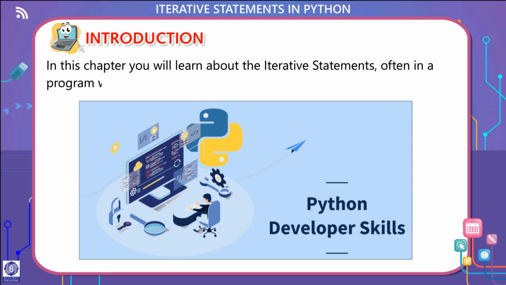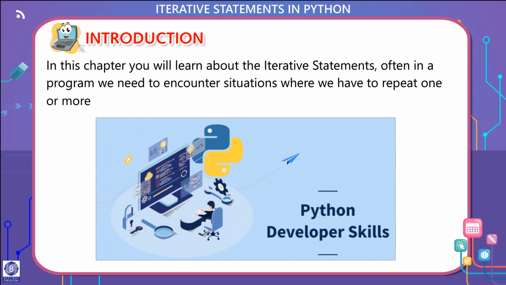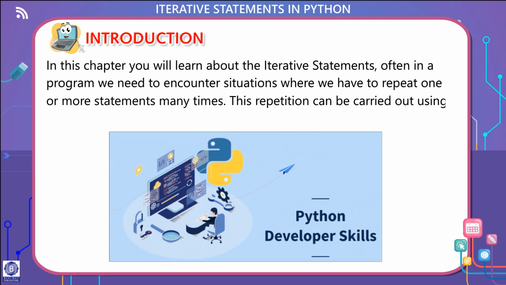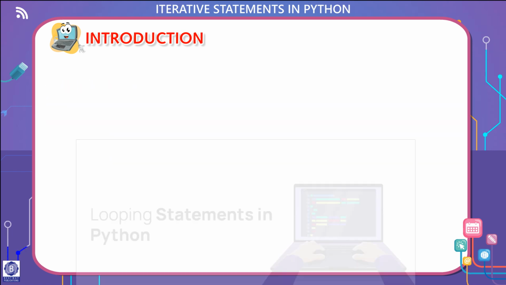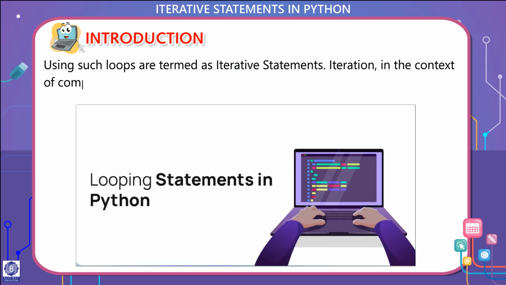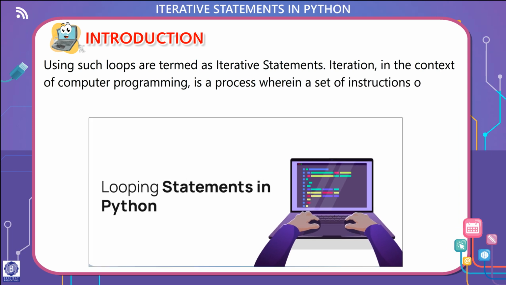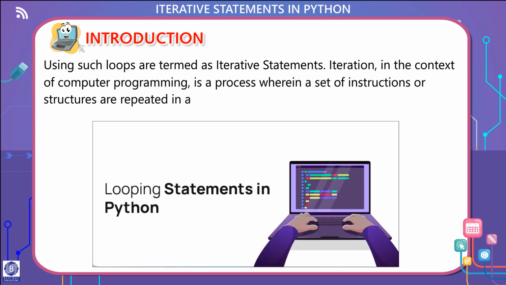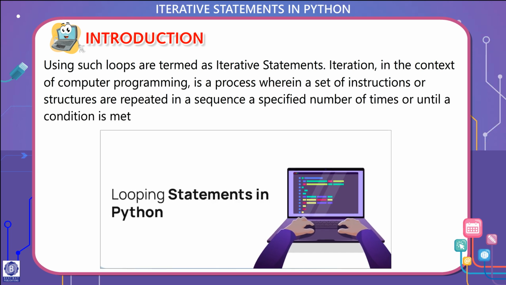Often in a program, we encounter situations where we have to repeat one or more statements many times. This repetition can be carried out using loops in programming. Using such loops is termed iterative statements. Iteration in the context of computer programming is a process wherein a set of instructions or structures are repeated in a sequence a specified number of times or until a condition is met.